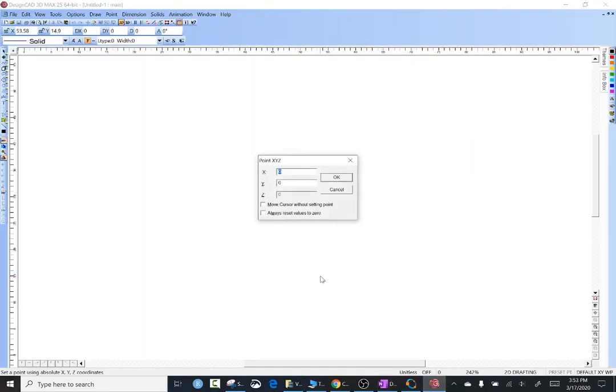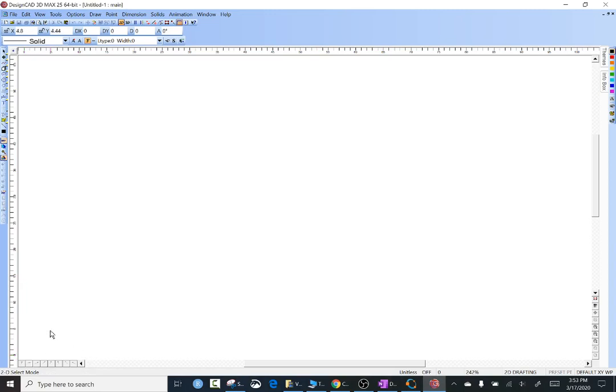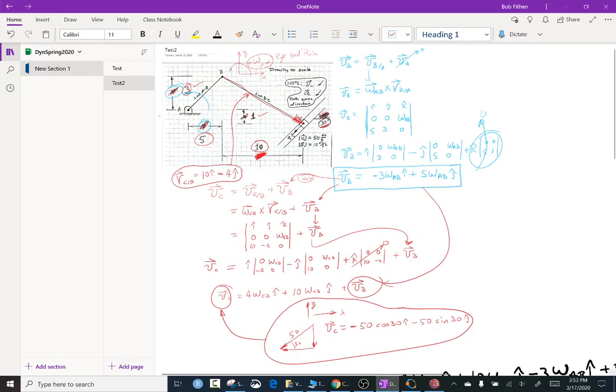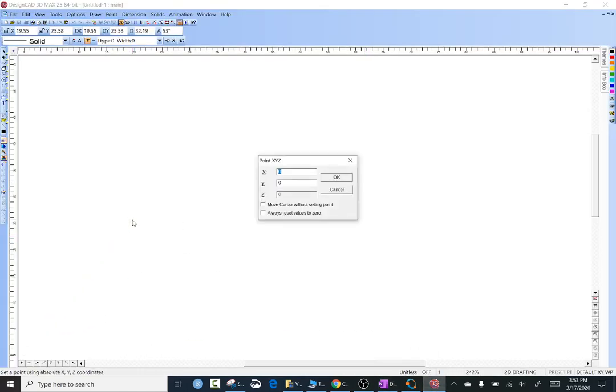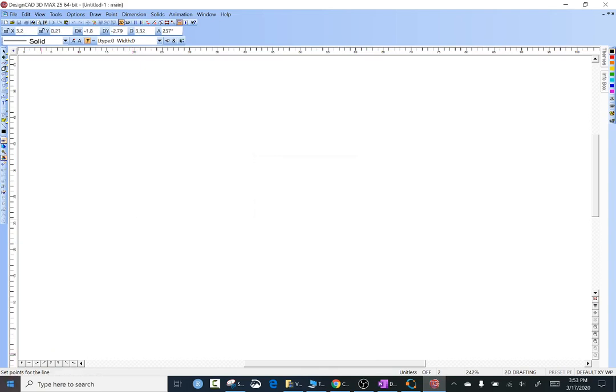So our first spot is going to be 0. Wait a minute, I got to draw a line from 0 to somewhere else. But the question is to where. It was to 5 and 3. Five and 3. Okay, we hit enter.